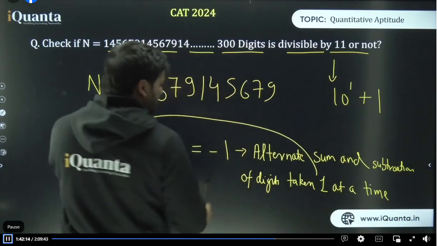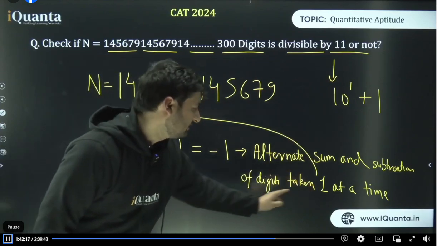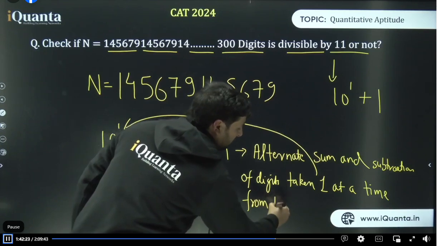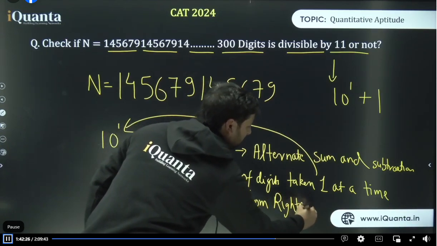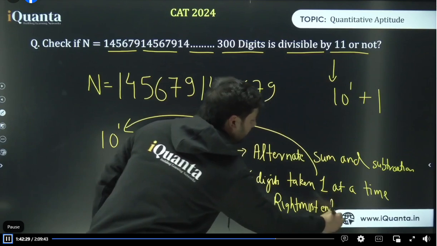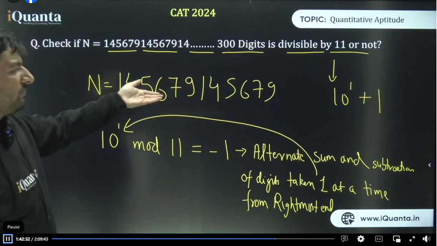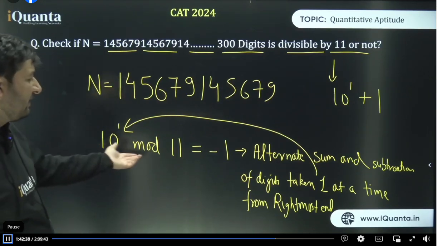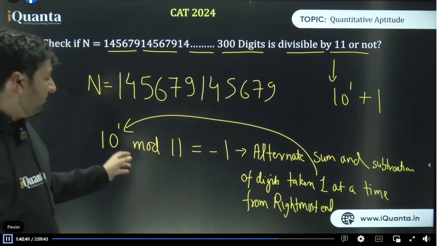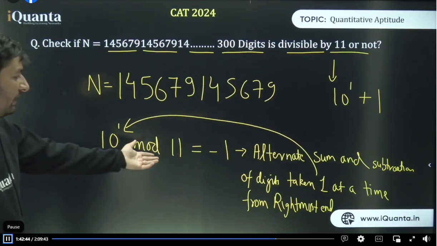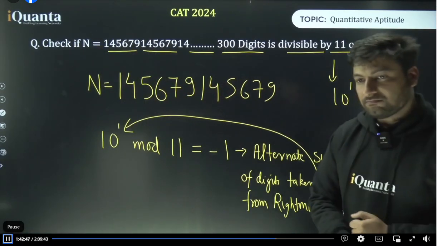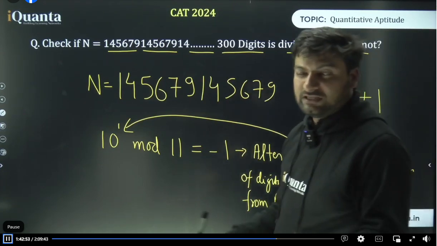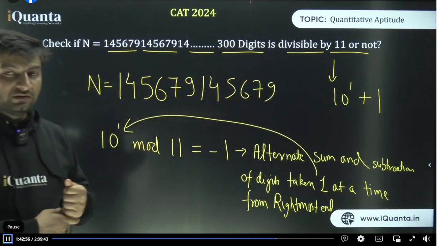But 10 mod 11 is minus 1. So whenever the remainder is minus 1, you will always perform alternate sum and subtraction of digits taken one at a time. But again remember, मैंने क्या बताया था पिछले में? From rightmost end. फ्रॉम राइट मोस्ट एंड आप क्या करोगे? 1 by 1 डिजिट्स को लोगे ऑल्टरनेट वे में, राइट? नहीं, 10 mod 11 में नेगेटिव रिमाइंडर -9 क्यों होगा? -1 भी हो सकता है ना, क्योंकि आप 10 को क्या लिख सकते हो? 11 को क्या लिख सकते हो? 11 into 1 minus 1, राइट?